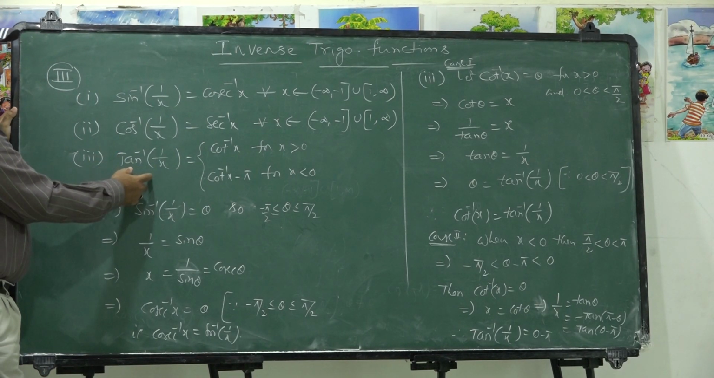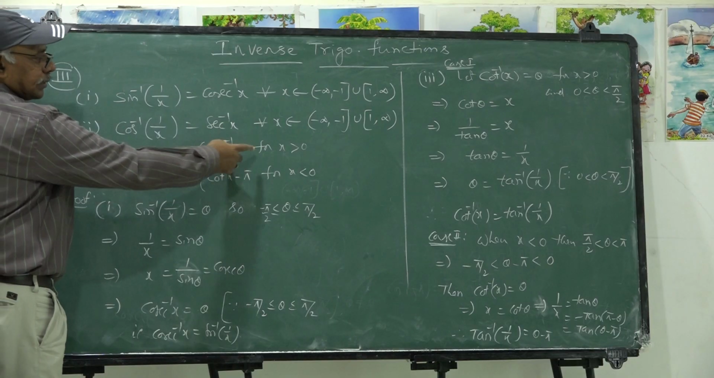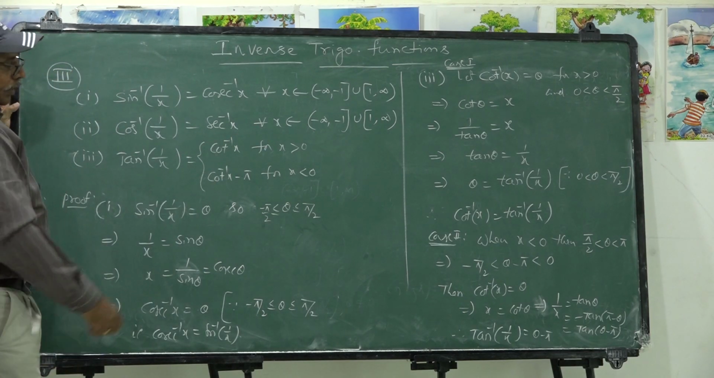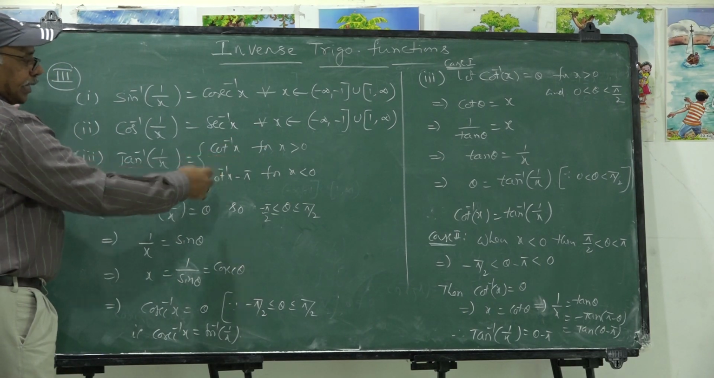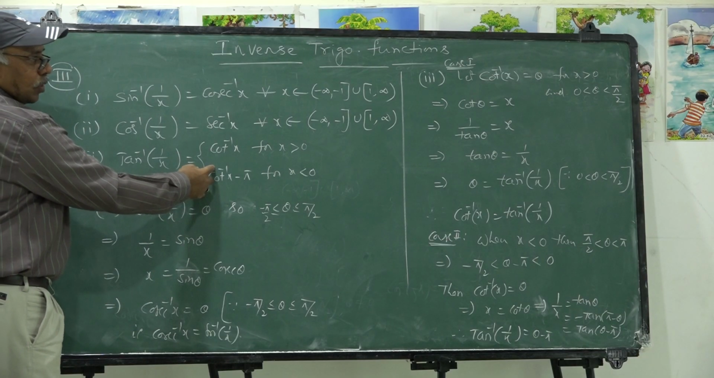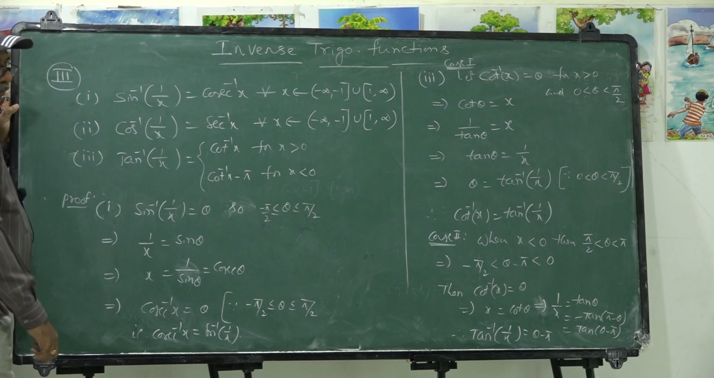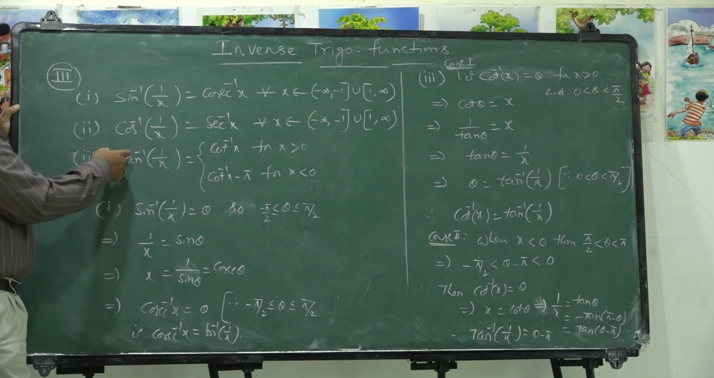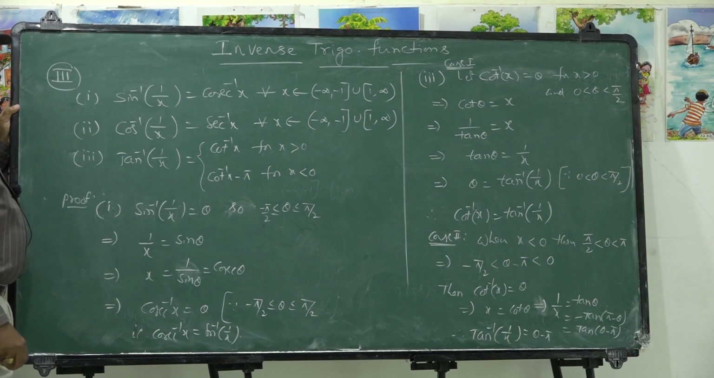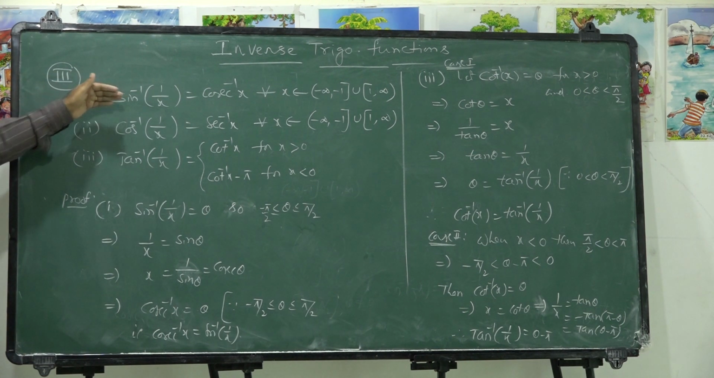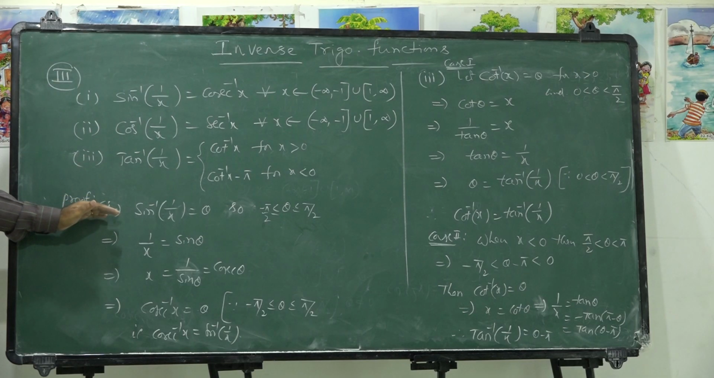Tan inverse of 1 by x is cot inverse x in case of x positive, and in case of x negative, it takes cot inverse x minus pi. So, this is the third property of inverse trigonometric functions. Now, I will give the proof of the first one.